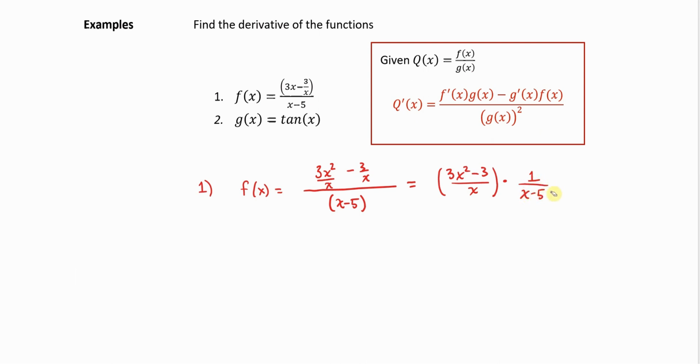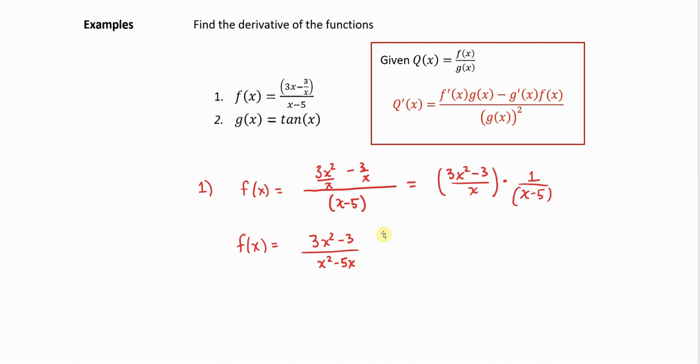So you can think of it this way as well. My original numerator is this. I put it together into this expression, and instead of dividing by x minus 5, I'm multiplying by the reciprocal. So let's go a few more steps. The numerator I have here is 3x squared minus 3, and the denominator is x times x minus 5, or x squared minus 5x. Okay, and that makes things a little bit easier for me to work with.